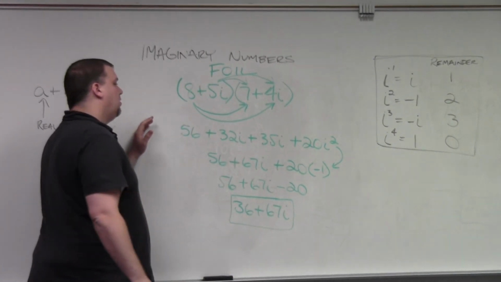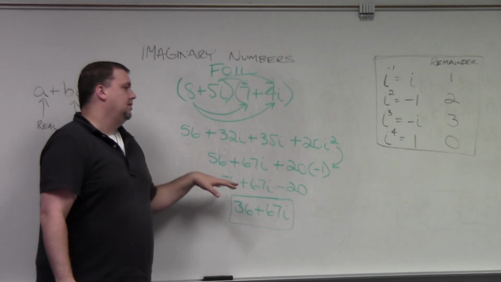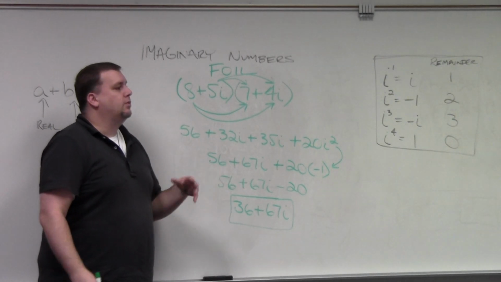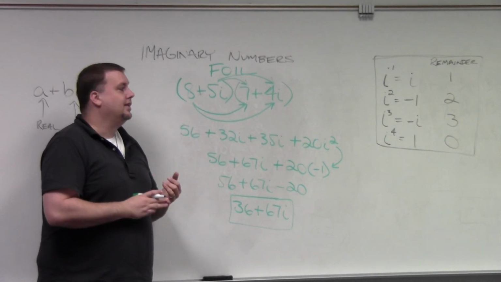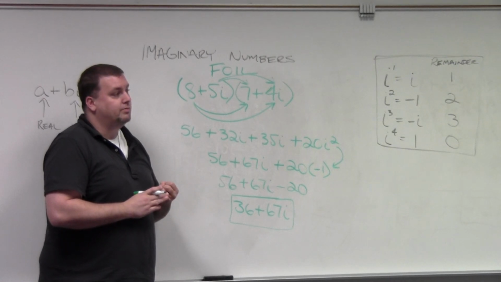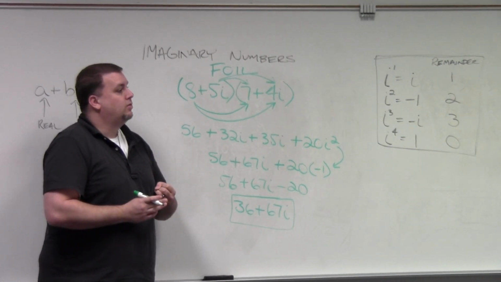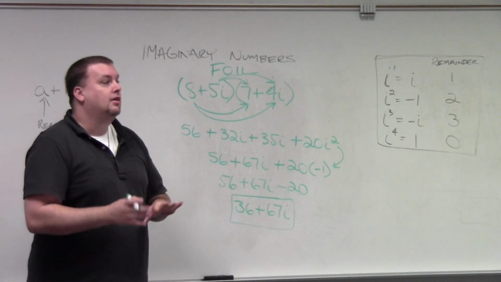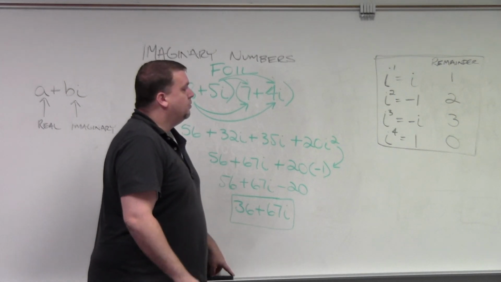So you should notice that all of our answers just have i, right? There's no i squareds left over, there's no i cubes. The highest power of i you should have in your answer will always be i. If you have an i squared or an i cubed, something higher than that, go back and check to see if you didn't reduce somewhere. Okay.